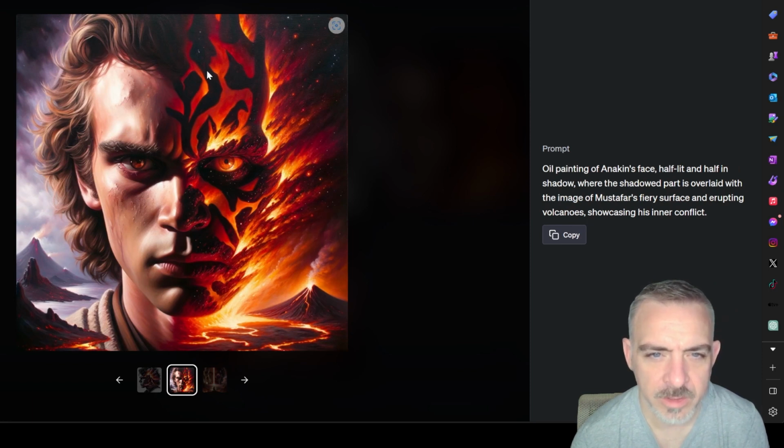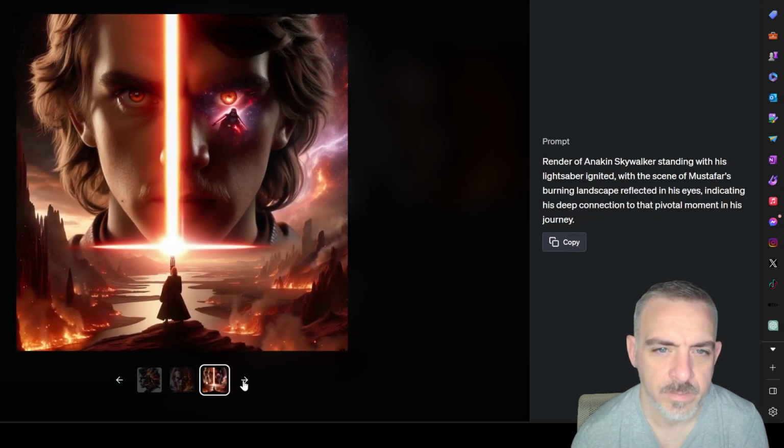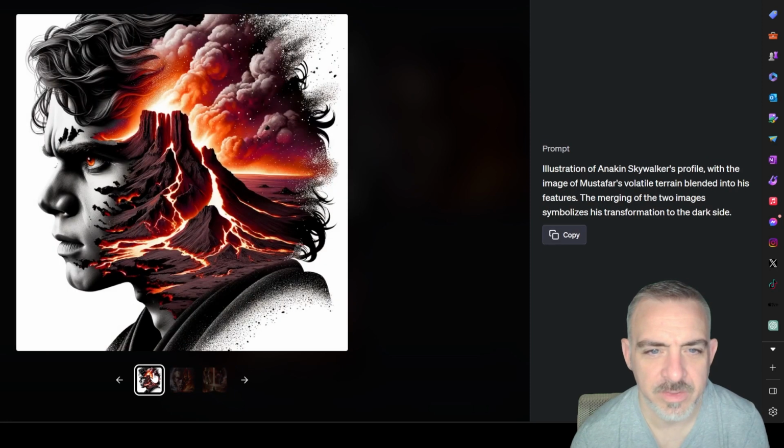This is weird. It's like the lava and fire of Mustafar is turning him into almost like a Darth Maul style character. He's like clean shaven but has a mustache. That's weird. Not sure what's going on here. I would say this is probably the image that I like best out of all of these because this is more what I was going for. But let's move on and look at a different prompt.